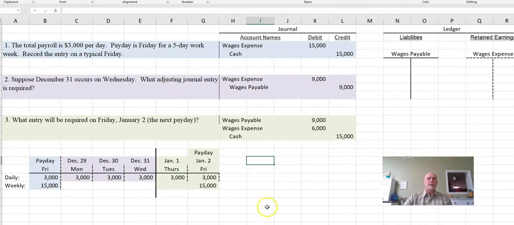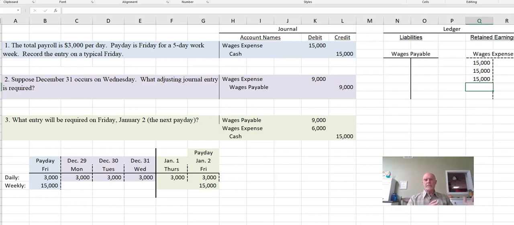So here I have a different example. We have a weekly payroll of $15,000. So every Friday, our payroll is $15,000. So that means on every Friday, we would debit wages expense and credit cash for $15,000. So suppose I did that, $15,000. So I'll just do 3 of those again. But again, the wages expense would be recorded every Friday throughout the year.